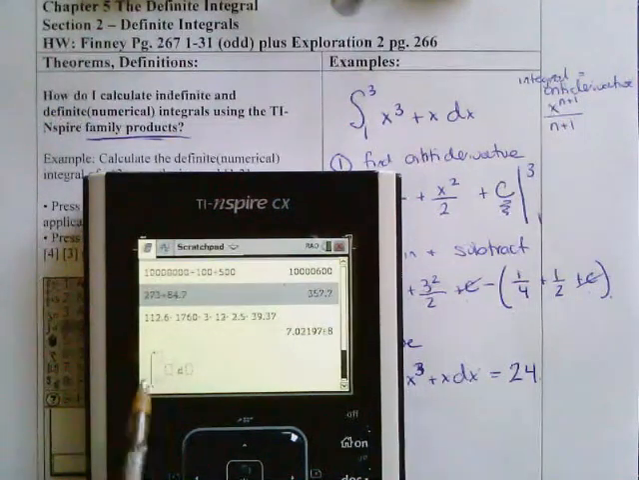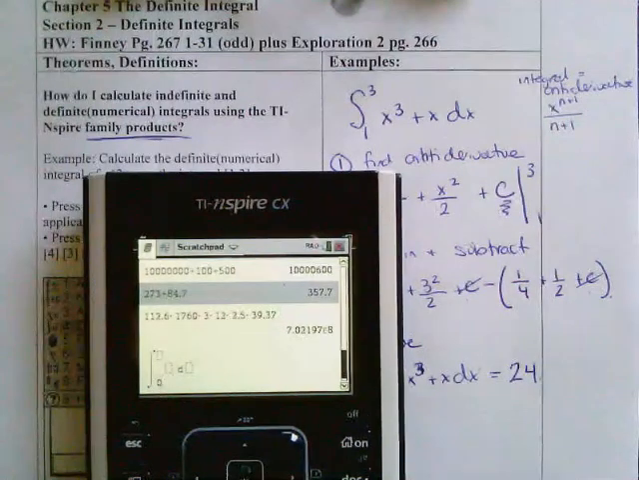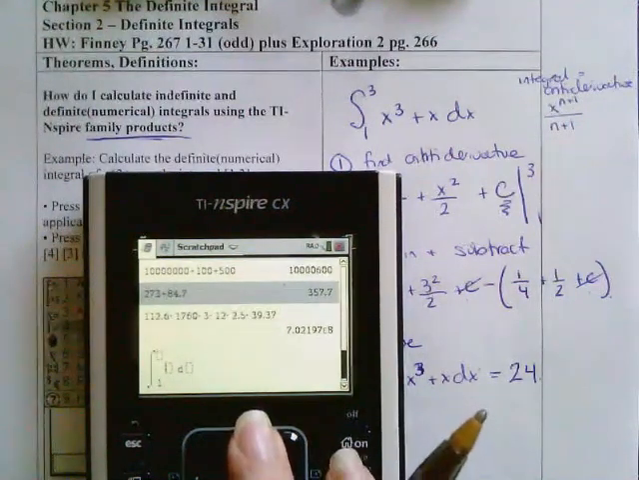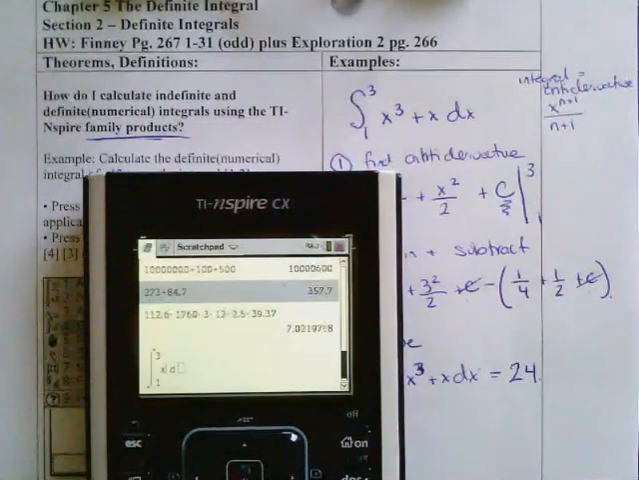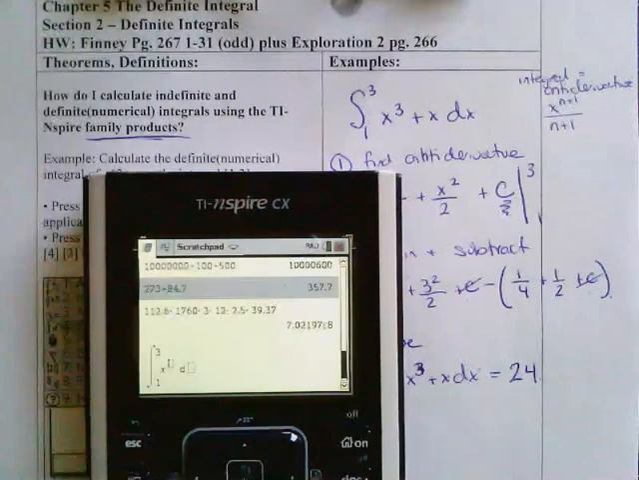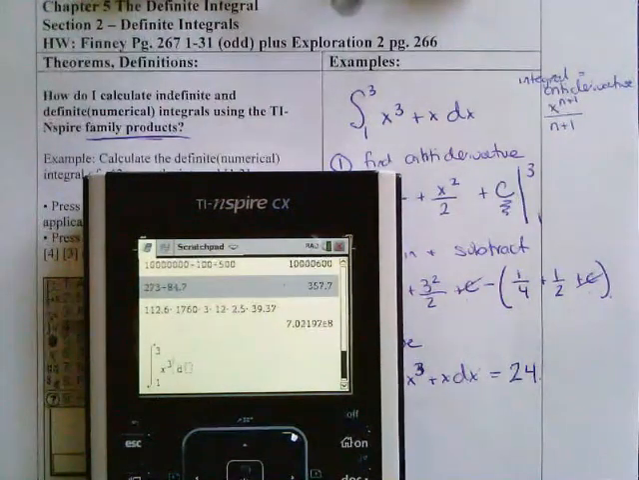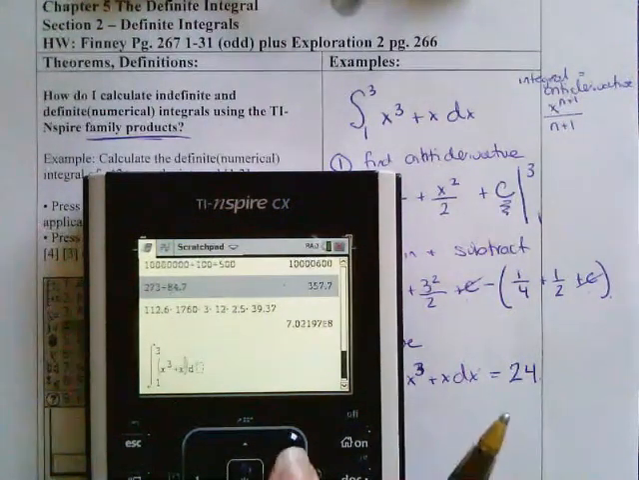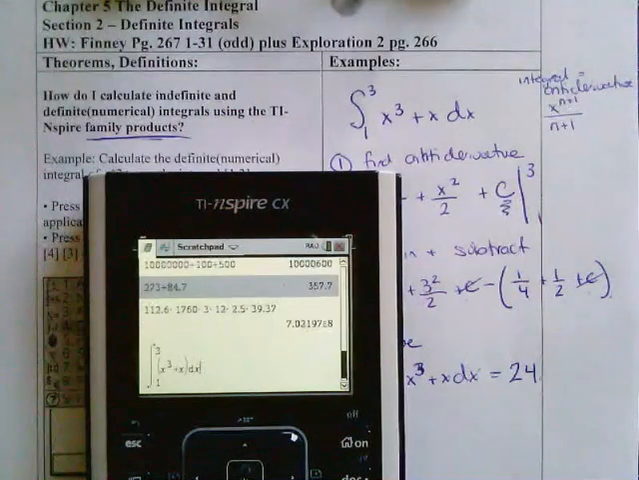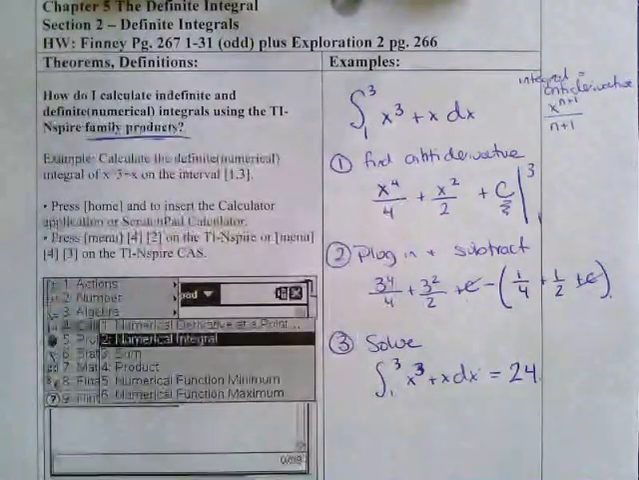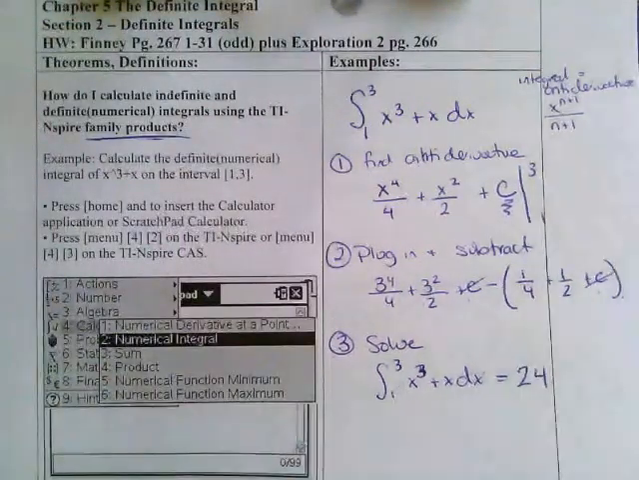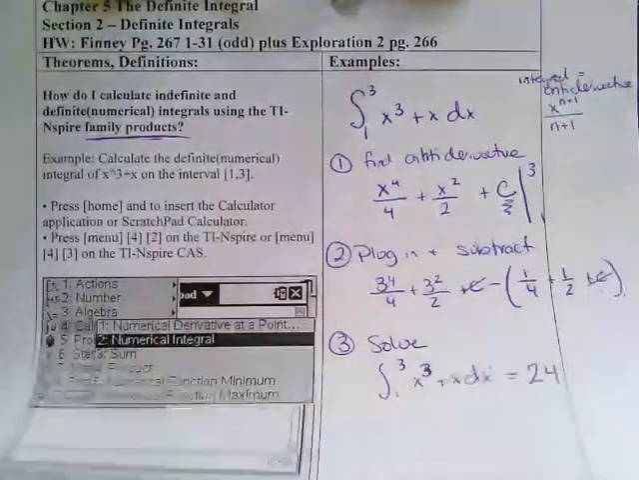It gives you the form. So we're going to go from 1 to 3 of x cubed plus x. You always have to remember to put in what you're integrating with respect to, dx. Equals, there's our answer, 24.